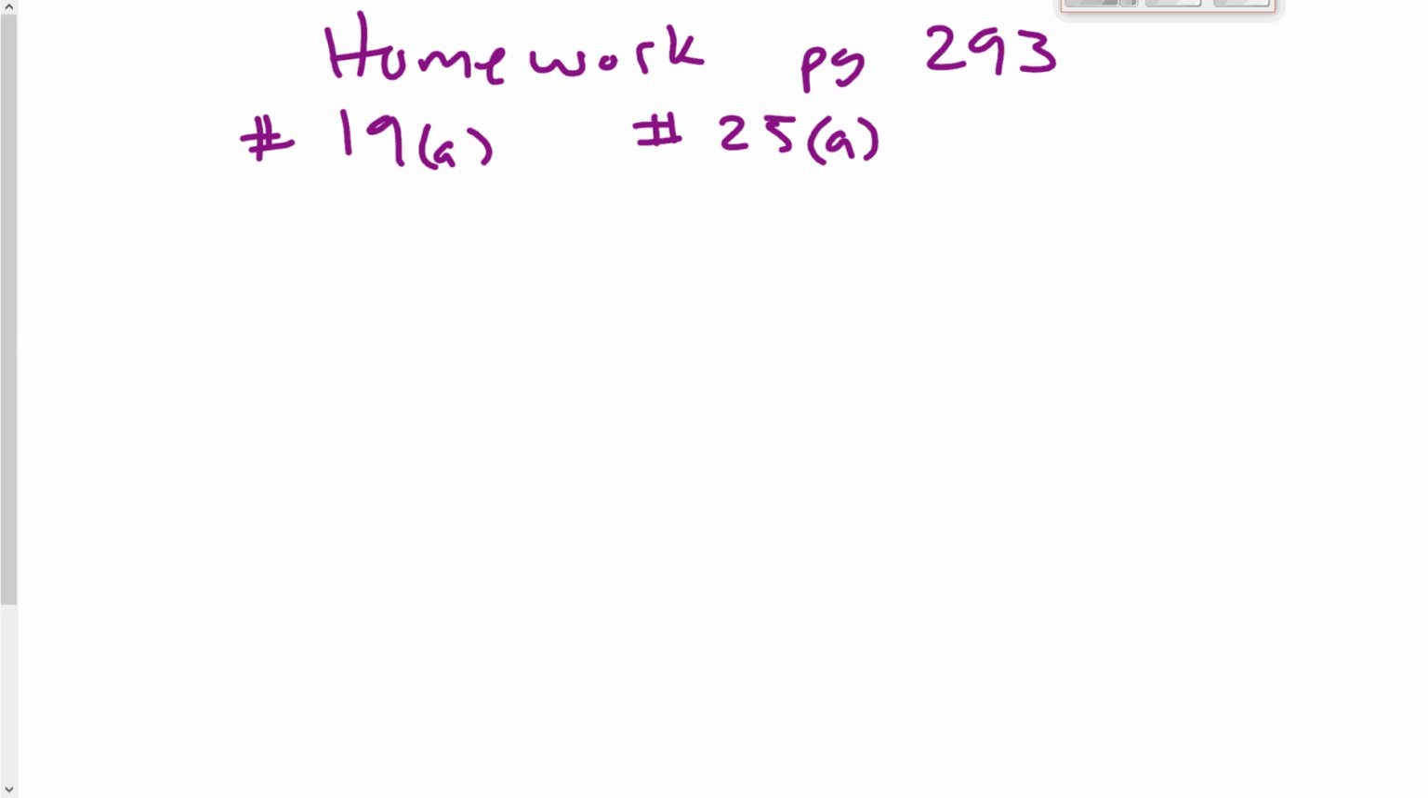Okay, so here's your homework for problems like that. It's on page 293, and you're just doing 19a, just 19a and 25a. So you're just finding, I believe, the vertex.